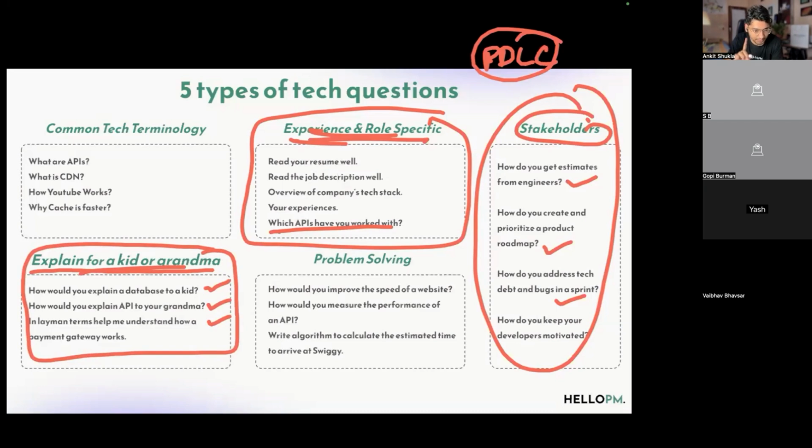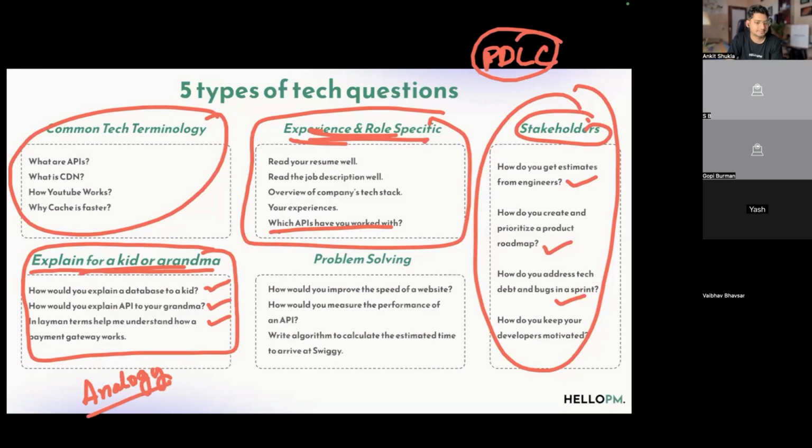Okay. These are the questions that you need to understand how to answer. So the first step to answer these questions is this. You should first have your own understanding. And the second thing is you should use analogies. So if I have to explain you an API, I will take an example of restaurant.